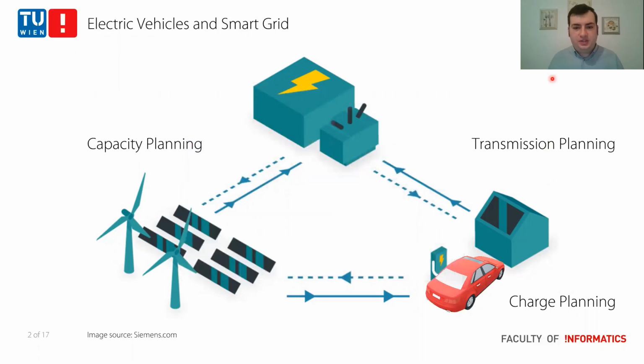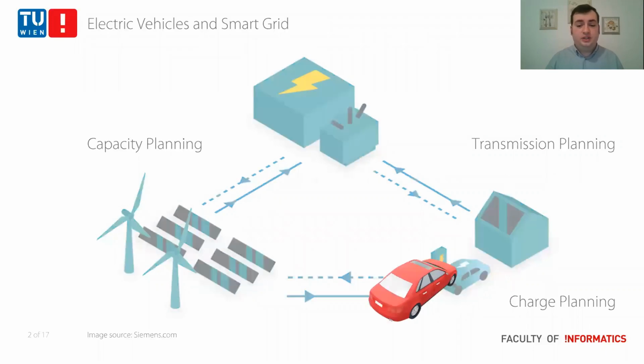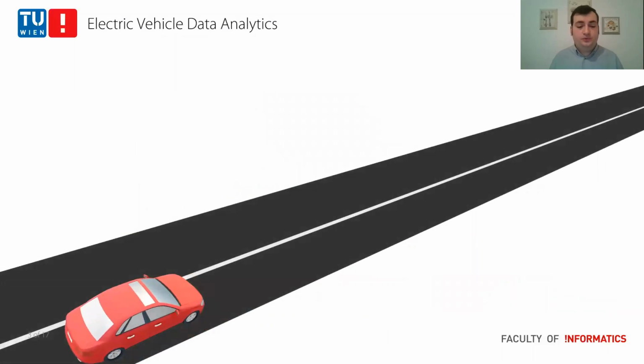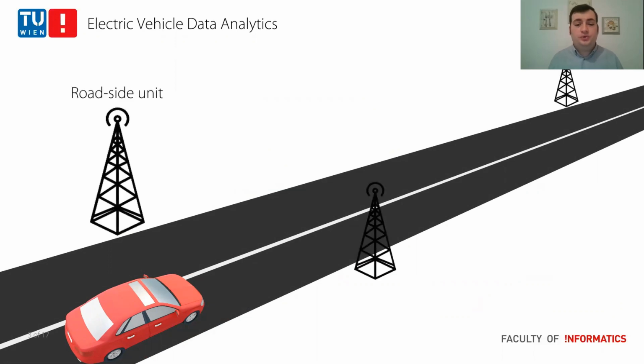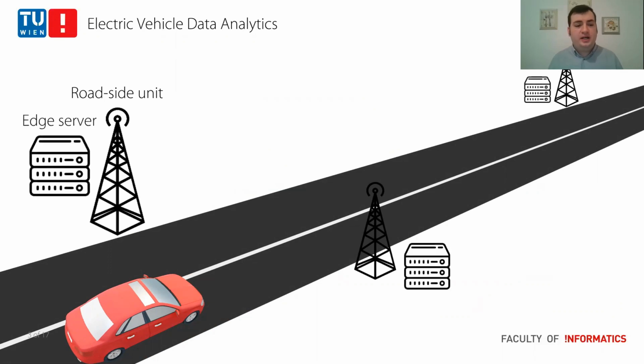All these optimizations, of course, require continuous collection and analysis of data coming from many sensors, smart meters, and sensors within electric vehicles. Analysis and data collection is particularly difficult in electric vehicles because of their mobility. We propose an architecture for electric vehicle data analytics, which involves roadside units, which communicate with nearby electric vehicles. And these roadside units are equipped with so-called edge servers.